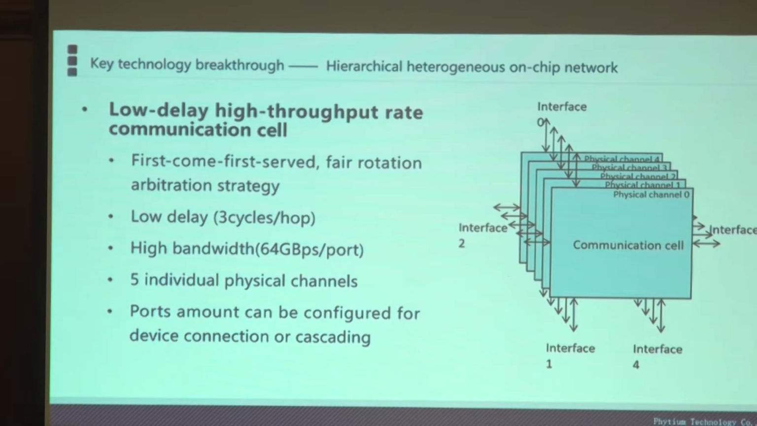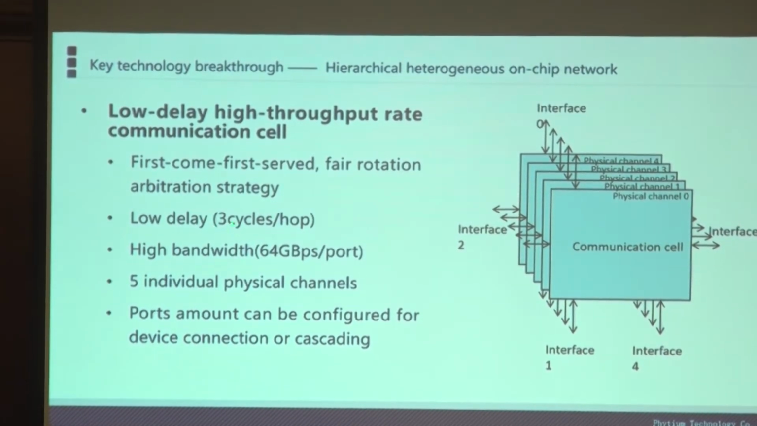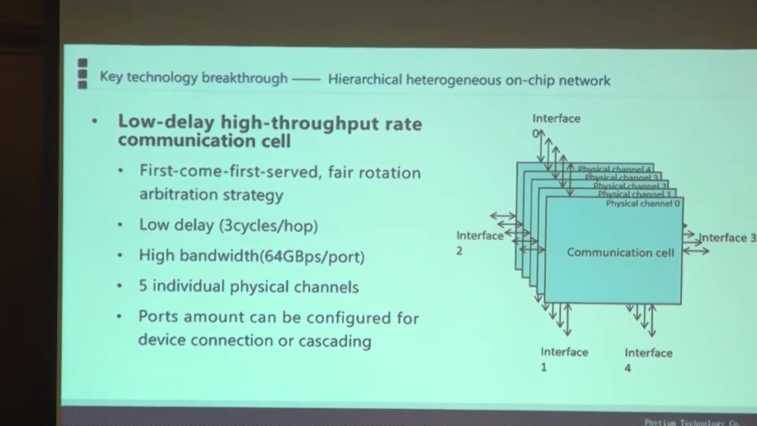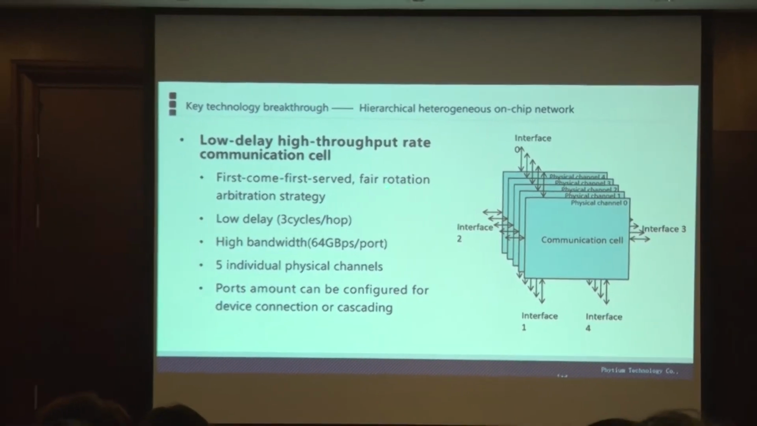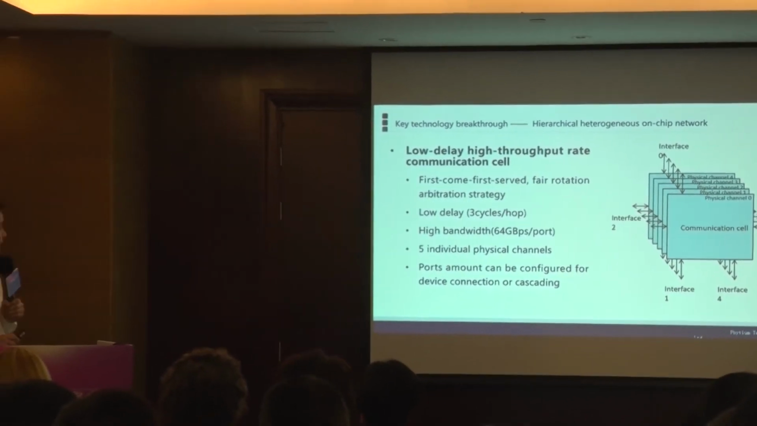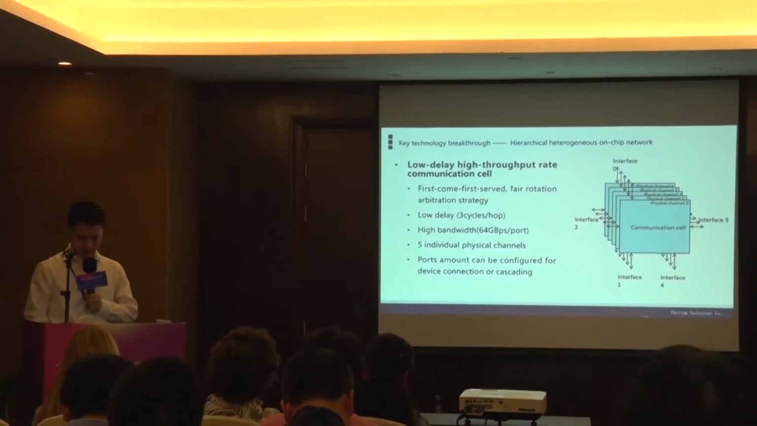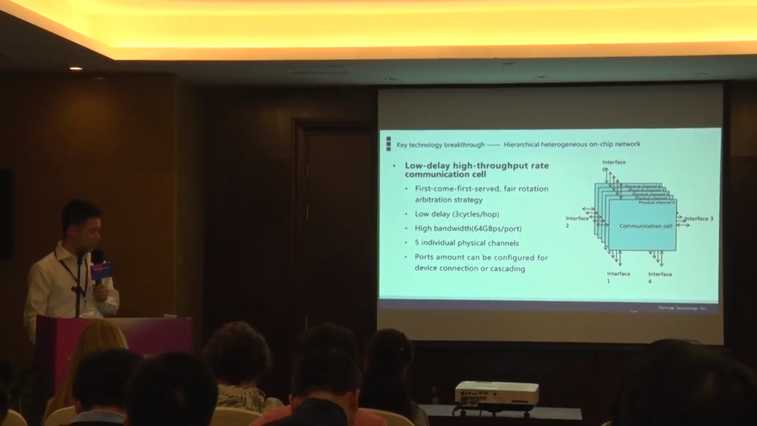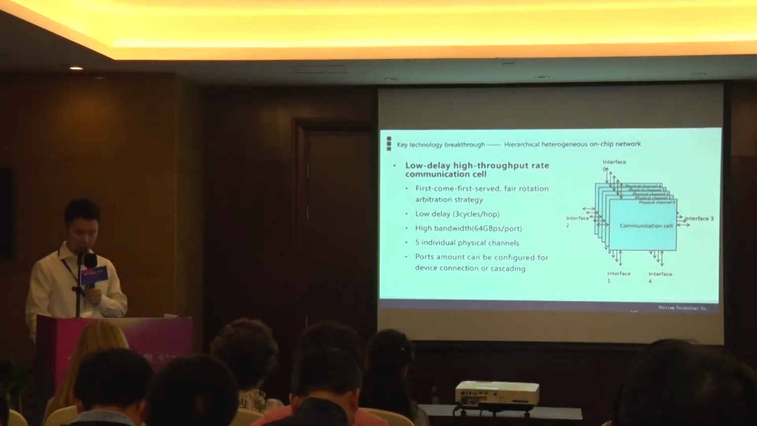And here is a key router of the on-chip network. We can see here we have 5 individual physical channels, and we still have low delay, about 3 cycles per hop. And we support a first come, first served, fair rotation arbitration strategy. And our port amount can be configured for device connection or cascading.